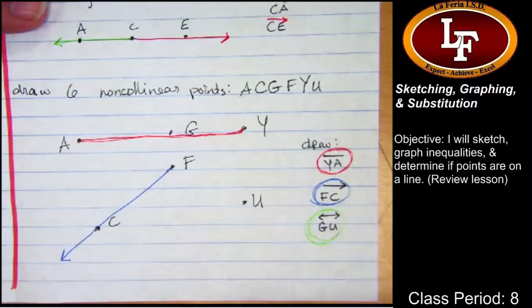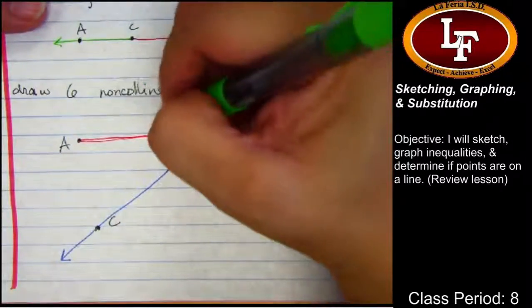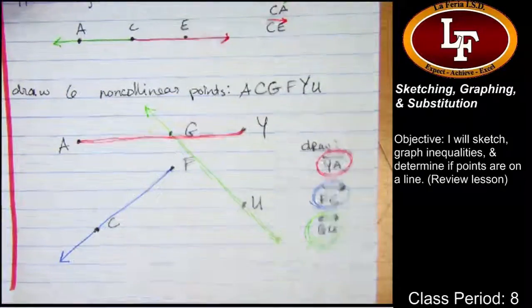What symbol is this? That's a line. What points does it contain? G and U, or U and G. Do you see it? See how we did these?